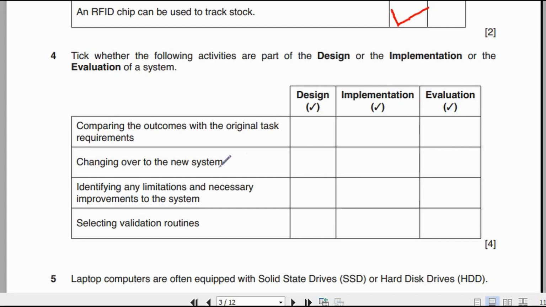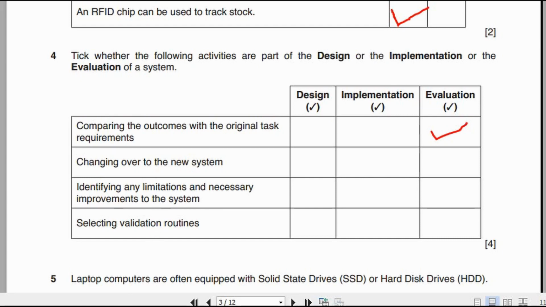So let's see. Comparing the outcome with the original task requirement. Whatever we have built, we are comparing with the requirement that was made by our client. So this is a type of evaluation. So the answer here is evaluation, not implementation or design. Outcomes are always compared at the end.